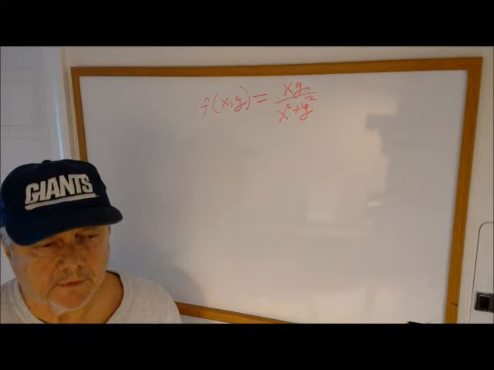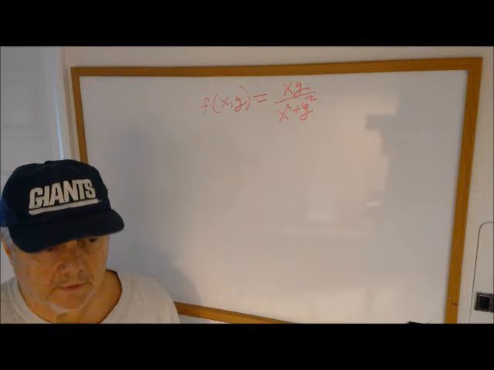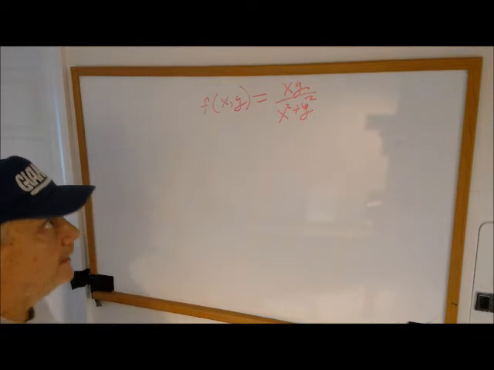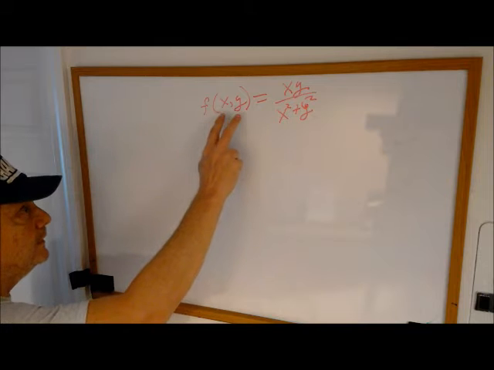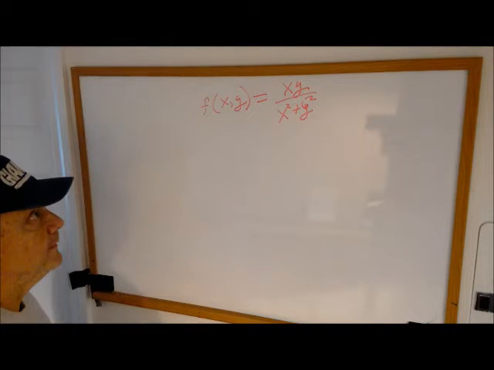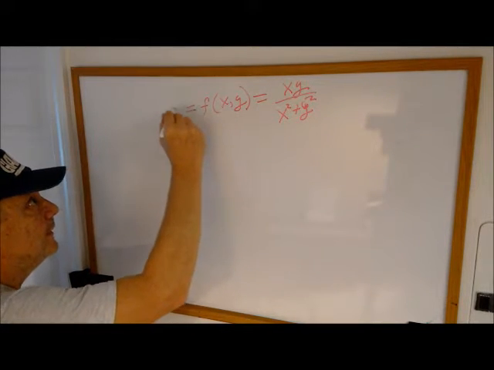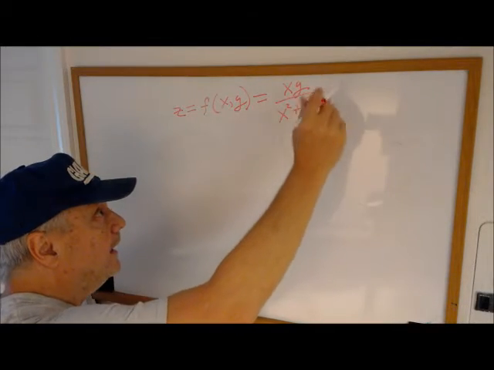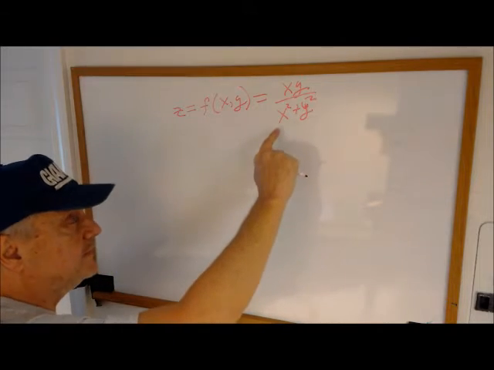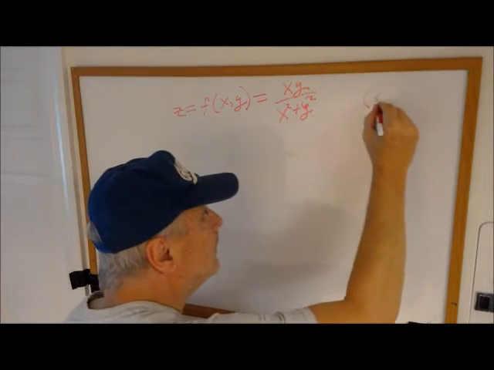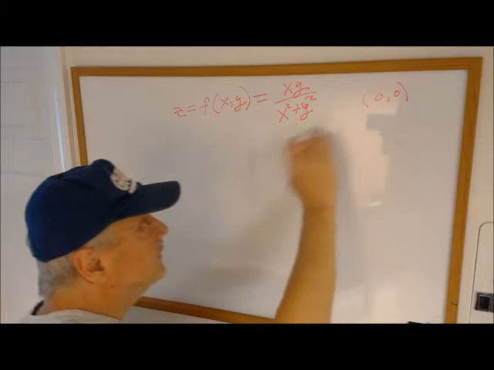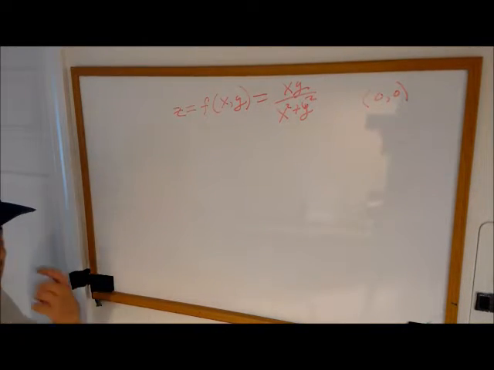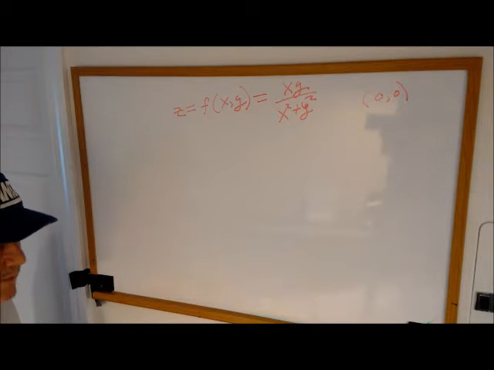In this lecture, I'm going to show that the limit of a function does not exist. I'm going to pick a function in two variables, x comma y, so there's a z here. This is the function, and the function does not exist at 0, 0, right? Because you can't have division by 0. However, it doesn't mean that the limit does not exist.